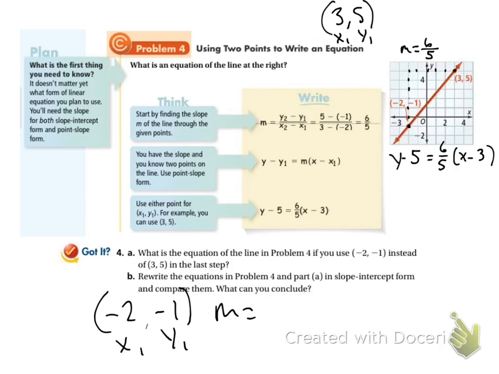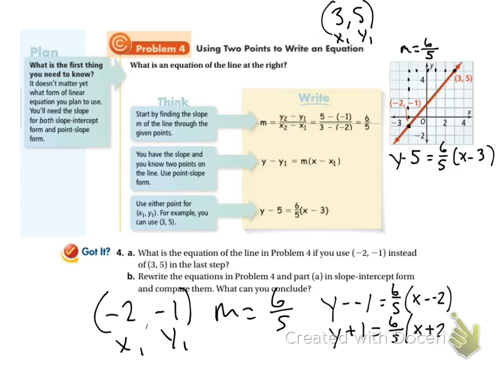If instead I use the other point, if I use -2, -1, that's my x1, y1. My slope is still the same. It's going to look a little different. So y minus y1 equals m times x minus x1. So for y1, I'd plug in -1. Again, for my m, I'm going to plug in 6/5. And for my x1, I'll plug in -2. Clean it up, change those minus and negatives into pluses. So this turns into y plus 1 equals 6/5 times x plus 2.